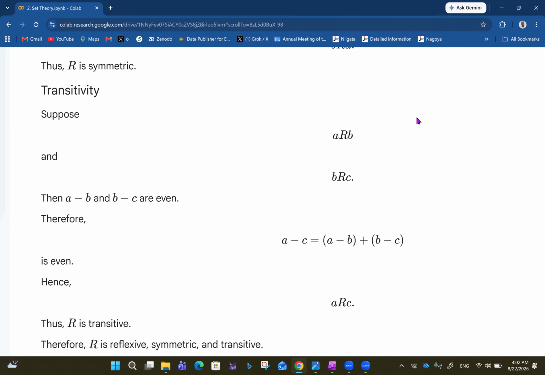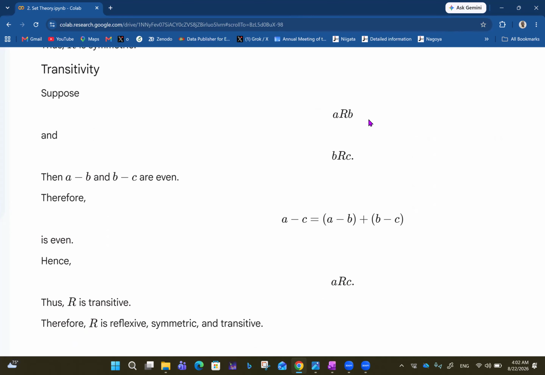So for transitivity now, suppose a is related to b and b is related to c. Thus, a minus b and b minus c are even. Therefore, a minus c is equal to (a minus b) plus (b minus c).